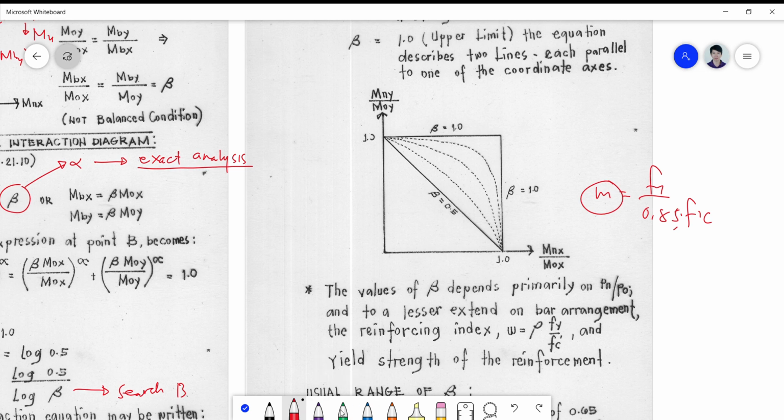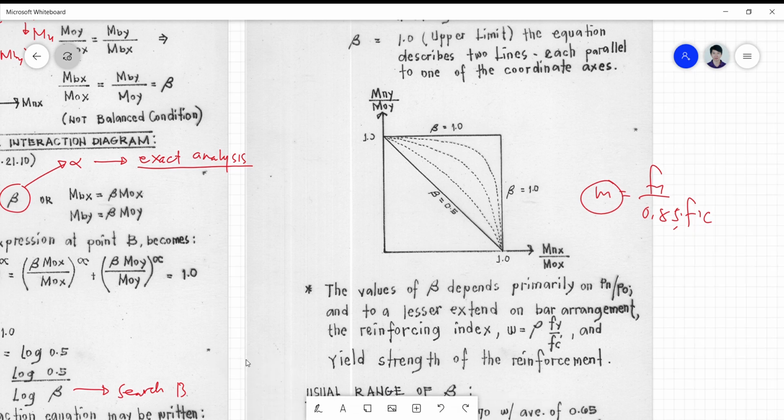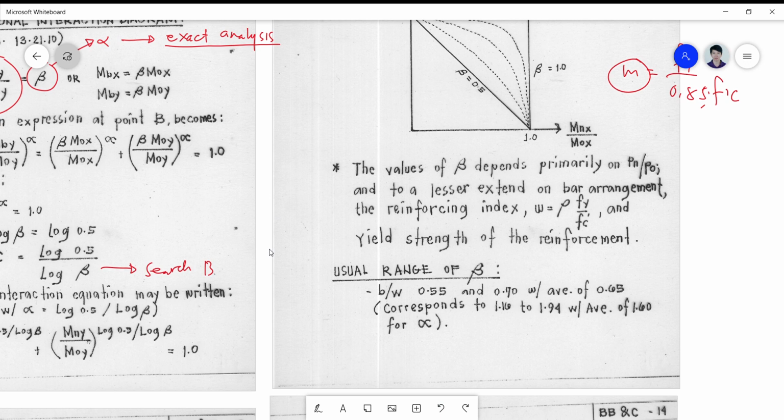So the yield strength of the reinforcement is also a factor to consider. So the usual range of beta is between 0.55 to 0.70 with an average of 0.65, and correspondingly this is equivalent to alpha of 1.16 to 1.94 with an average of 1.6. So the 1.55 of Bressler's suggestion is valid again. Okay? So okay lang yung 1.55 na alpha ni Bressler.